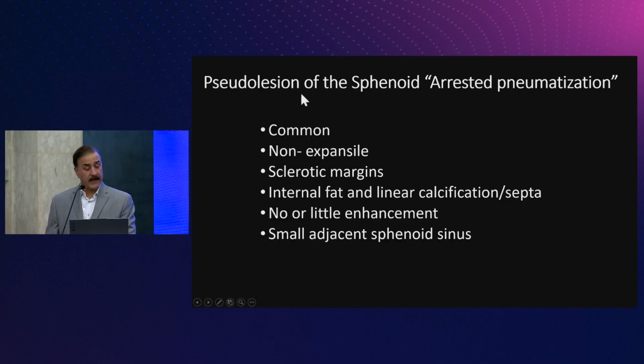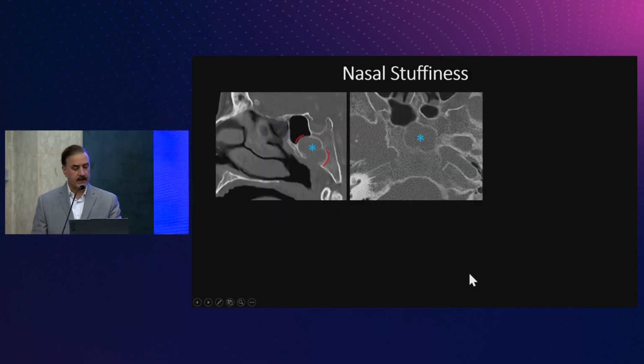So they're very common. You will see non-expansile sclerotic margins. They will have little or no enhancement. You should not have robust enhancement. If you have robust enhancement, then it cannot be a variation in the marrow pattern, and they are usually small, adjoining the sphenoid sinus.